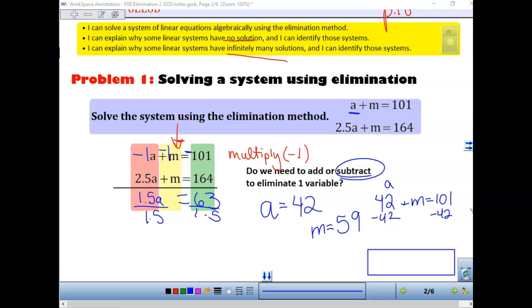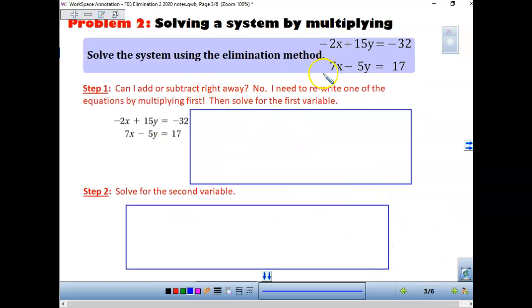Take a look at the next problem going down. As you look at that next one going down in your notes, it asks you to solve. And it says, step 1, can I add or subtract right away? Do I have the same number in front of x or y and opposite sides? No. So if I was going to add these together, the x's or the y's don't cancel out. So I need to rewrite one of the equations by multiplying because I need the number in front of the variable to be the same.